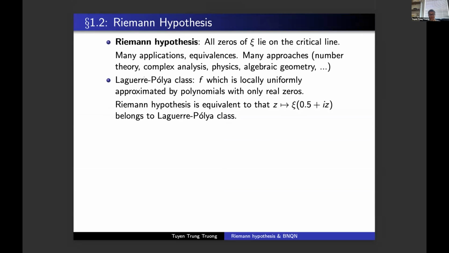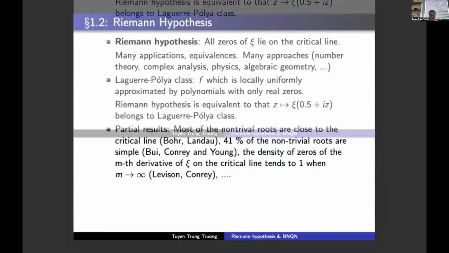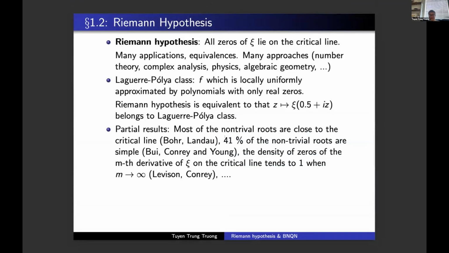Another is to the Laguerre-Pólya class. We say an entire function is of Laguerre-Pólya class if it can be locally uniformly approximated by polynomials with only real zeros. The Riemann hypothesis is equivalent to the statement that the function z maps to xi(1/2 + iz) is of Laguerre-Pólya class. And we know many things about this.